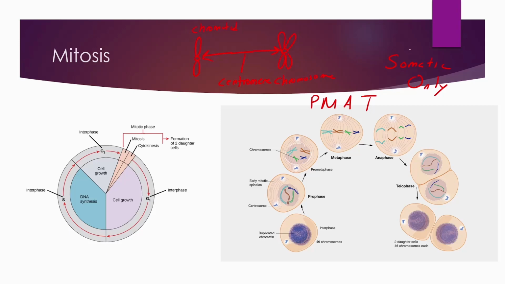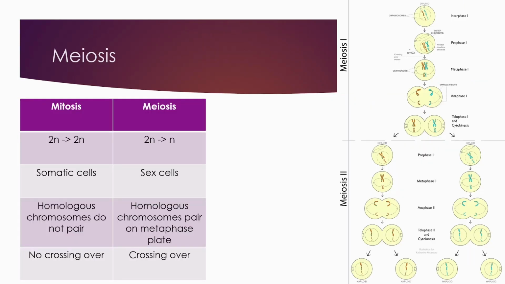And that's important because our next topic is meiosis. Meiosis is a bit different from mitosis in that it's 2 rounds of division as opposed to 1 round. And it also creates haploid cells, or N cells, as opposed to the 2N diploid cells. These occur, as you can see right here, in sex cells.